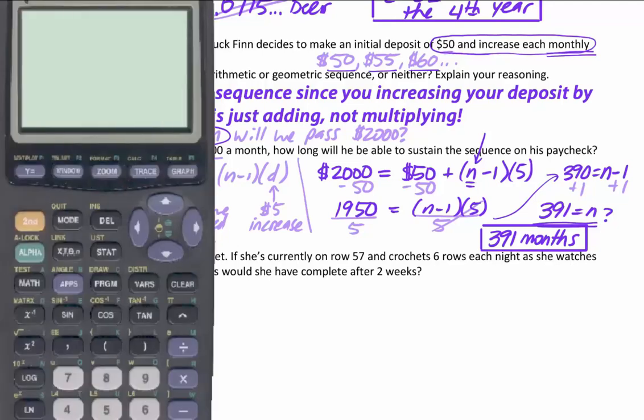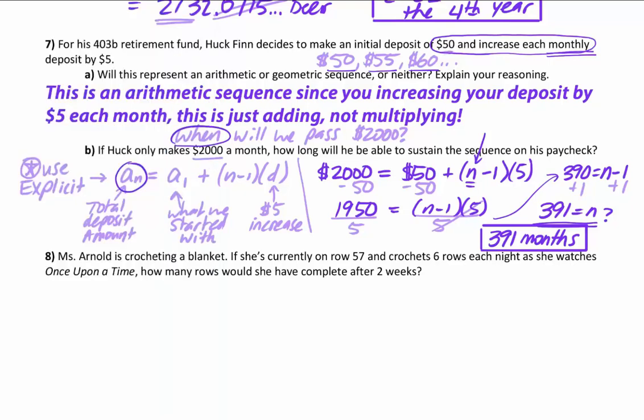Now, if you wanted to know how many years that was, okay, you just take 391 and you divide that number of months by 12. And so that would be 32 and a half years. Each month adding $5 more. 32 and a half years from now, he wouldn't be able to do that anymore. But hopefully he'd get a raise, or maybe he'd retire. But that's a little bit besides the point.